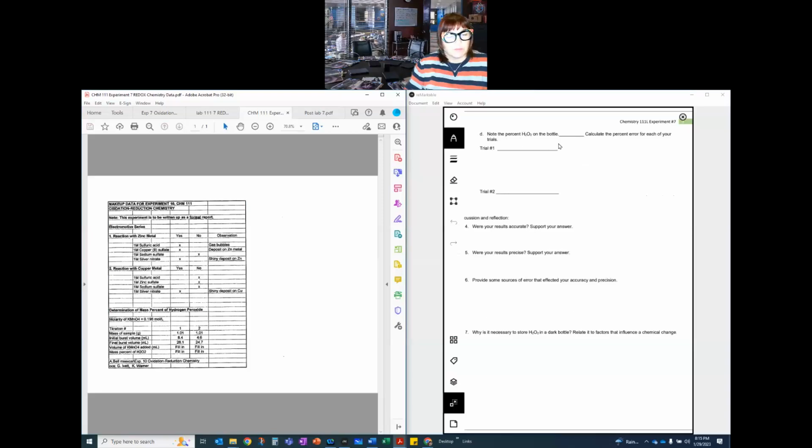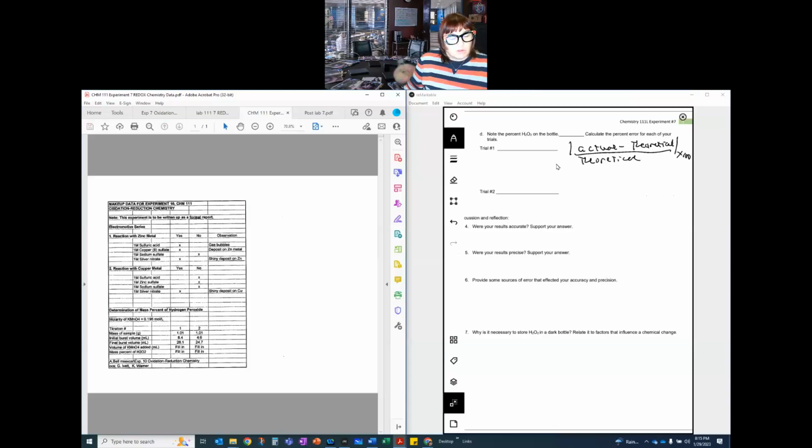Note the percent H2O2 on the bottle. Calculate the percent error. Again, percent error is the absolute value of actual minus theoretical over theoretical, and it's that expression times 100. Your actual is the number that you calculate. The theoretical is the 3%.